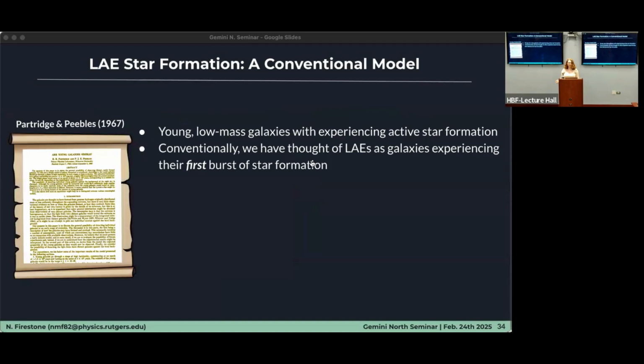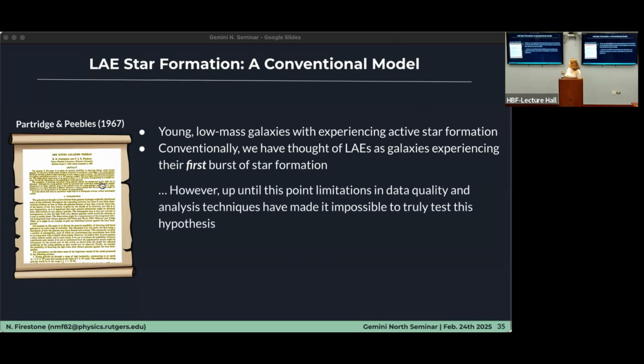So as I mentioned early on in my talk, we typically think of LAEs as young, low-mass galaxies that are experiencing active star formation. And conventionally, we think of LAEs as galaxies that are really experiencing their first burst of star formation. This originally comes from the notions of Partridge and Peebles 1967, but it is a conclusion that we haven't really been able to fully prove or disprove up until this point. So this is mainly due to limitations in both data quality and analysis techniques.